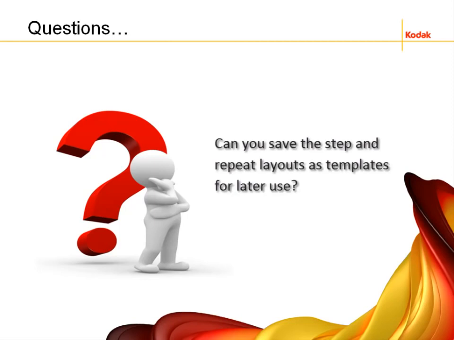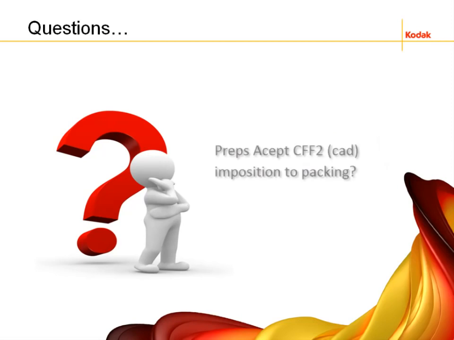Can you save the step and repeat layouts as templates for later use? Absolutely. I just showed you saving the step and repeat as a generic cell-based solution. But if you want to convert that into a template, you just go under the same file, save as template process, and you're done.